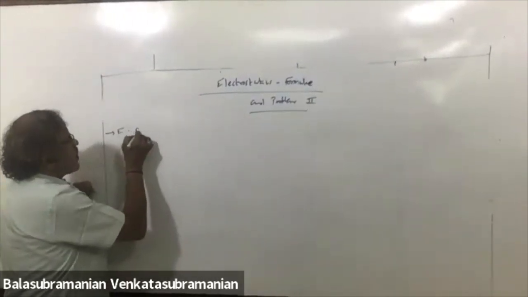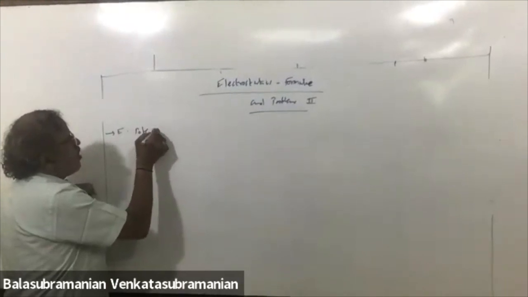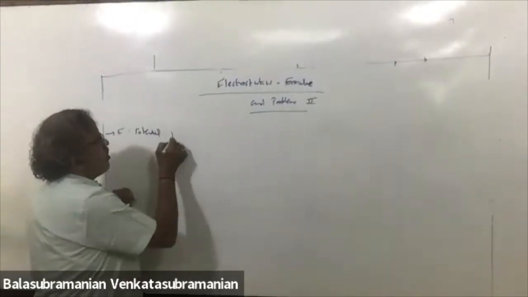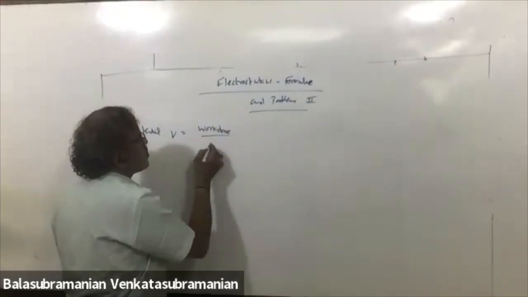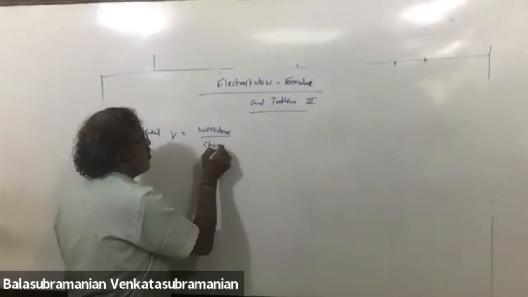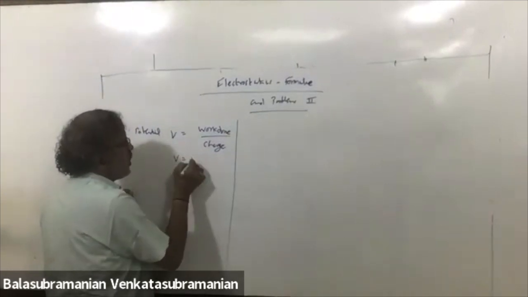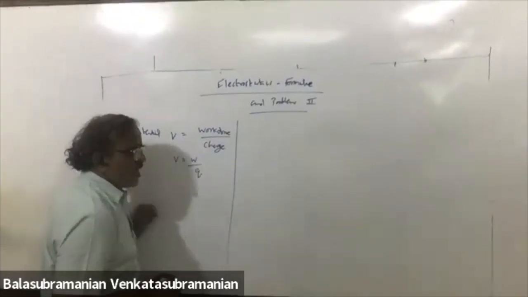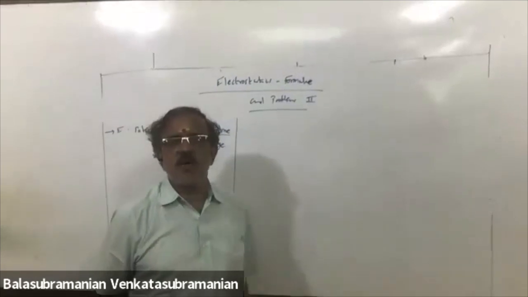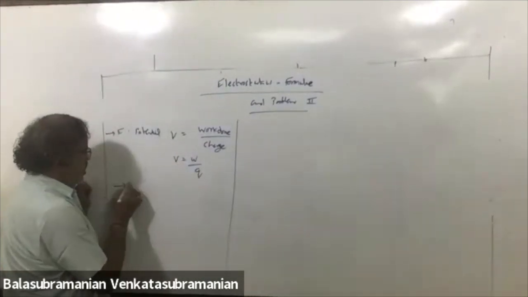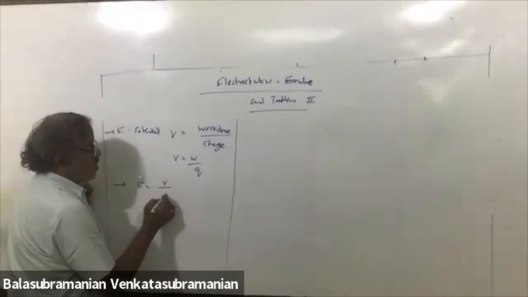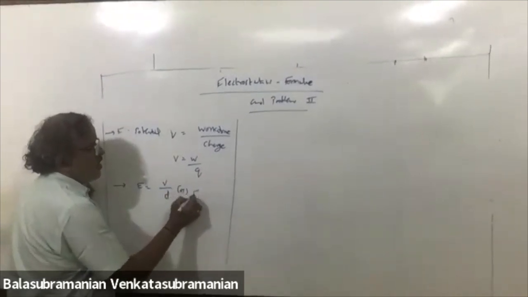So electric potential is work done per unit charge. V is equal to W by Q. Work done per unit charge, we call it as electric potential. Electric field E is equal to V by D.